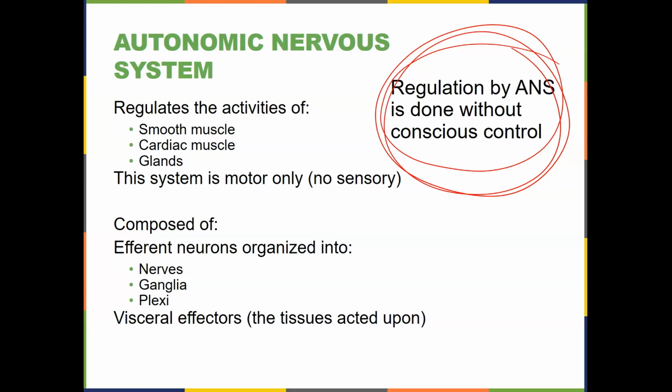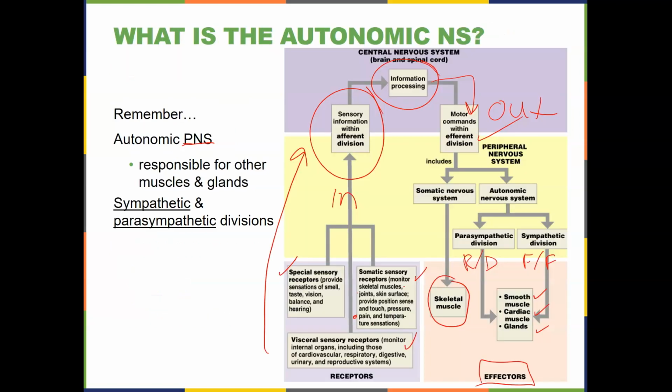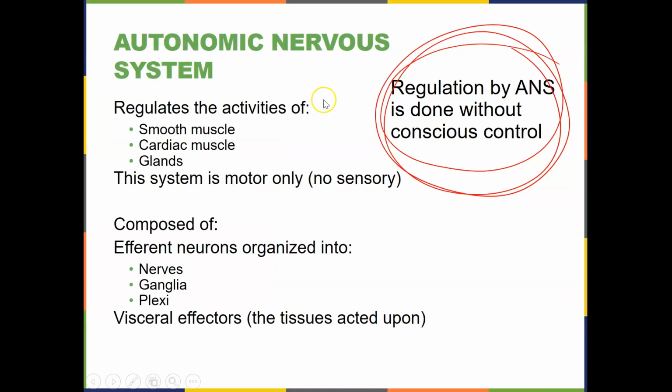So basically, for the most part, if we go back one slide here, our sensory information, our afferent division, this is voluntary. And our autonomic or peripheral is involuntary. It's really hard to control cardiac and smooth muscle and glands.